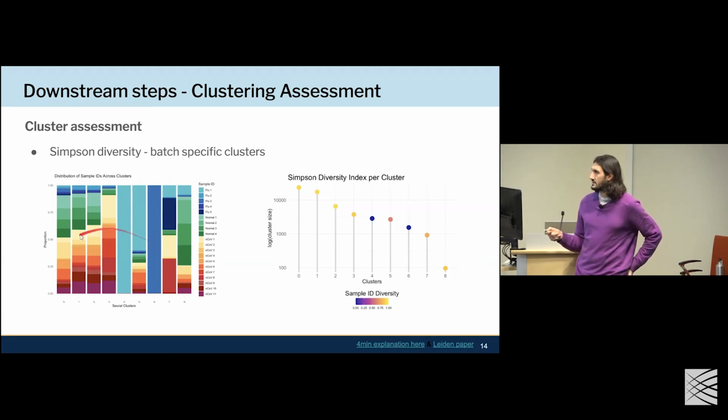And we can do this based off the eye test and just drawing the bar plot and being like, what does this look like? Or, for example, we can compute the Simpson diversity index for each cluster, and we can see how diverse is each cluster by the sample ID or the batch that we're looking at.